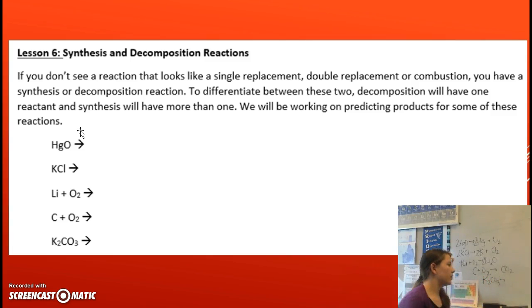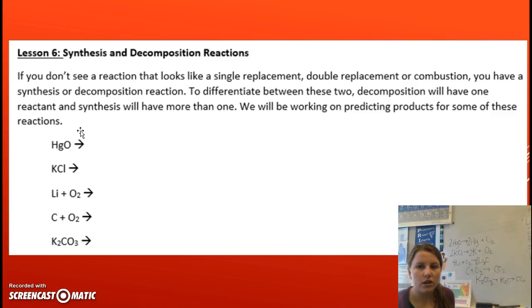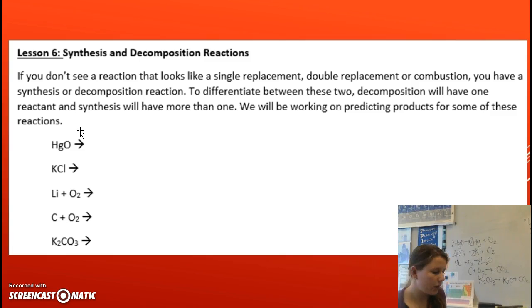K2CO3, that's going to break down into a potassium oxide and carbon dioxide. So we're going to have K2O, since there's a +1 charge, -2 charge, and then CO2, which is good to go. That balances out.